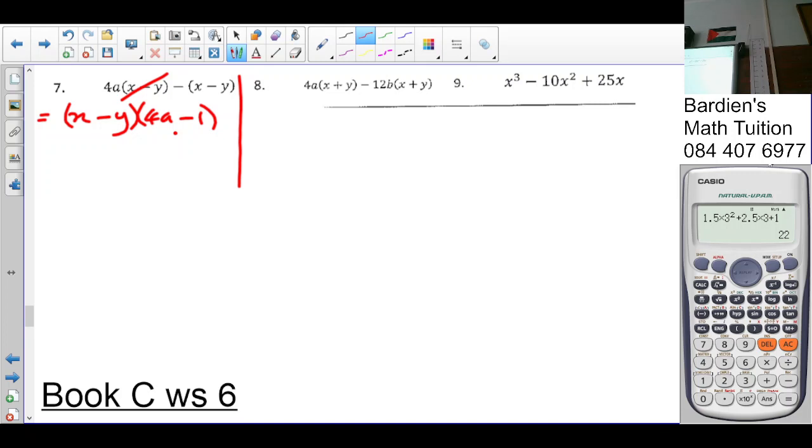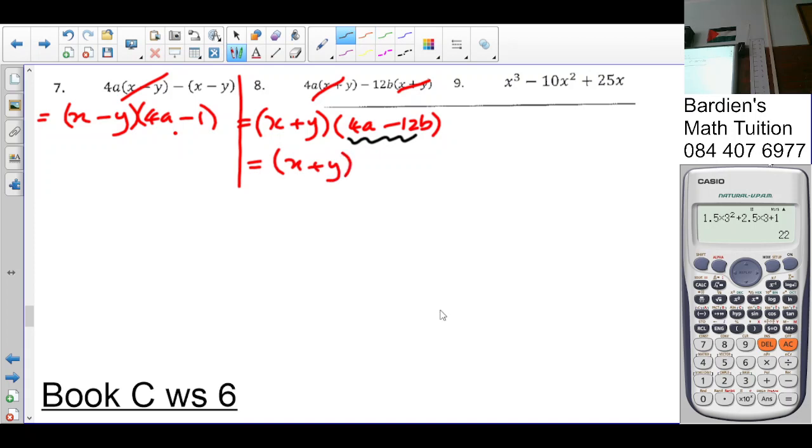What's common here? x plus y. If we take x plus y out, what am I left with? 4a minus. So what do you notice here in the second bracket now? The common factor? 4. So that 4, we must now write in the middle there. Where do we write it? The beginning, in front. So that 4 goes there. 4 into a minus 3b. And that is now factorized as far as possible.